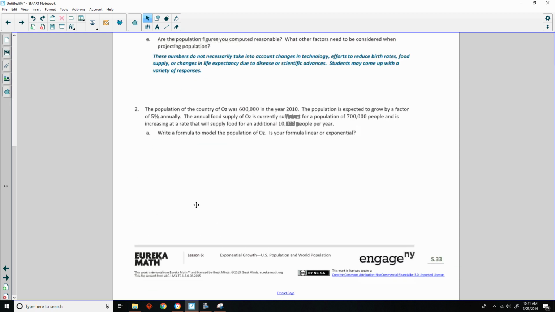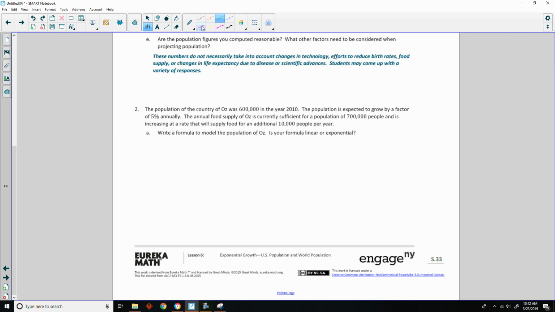So number 2, the population of the country of Oz was 600,000 in the year 2010. The population is expected to grow by a factor of 5% annually. The annual food supply of Oz is currently sufficient for the population of 700,000 people and is increasing at a rate that will supply food for an additional 10,000 people per year. Write a formula to model the population of Oz. Is your formula linear or exponential?